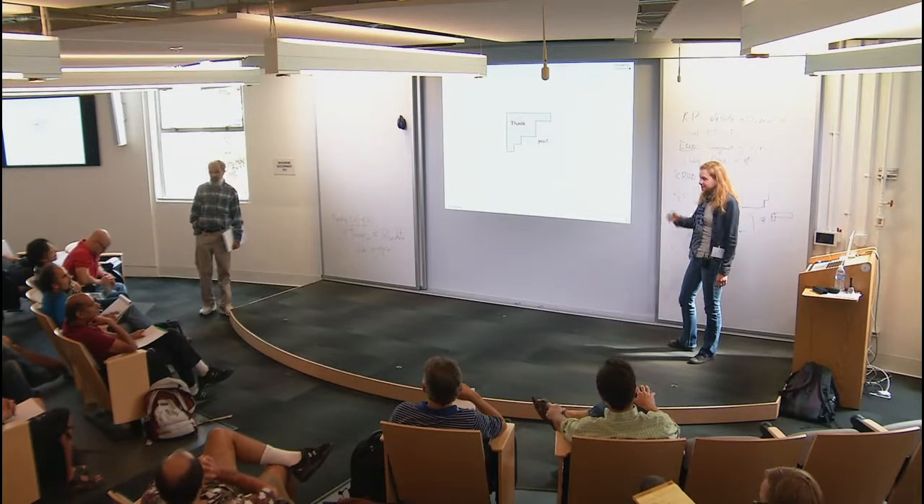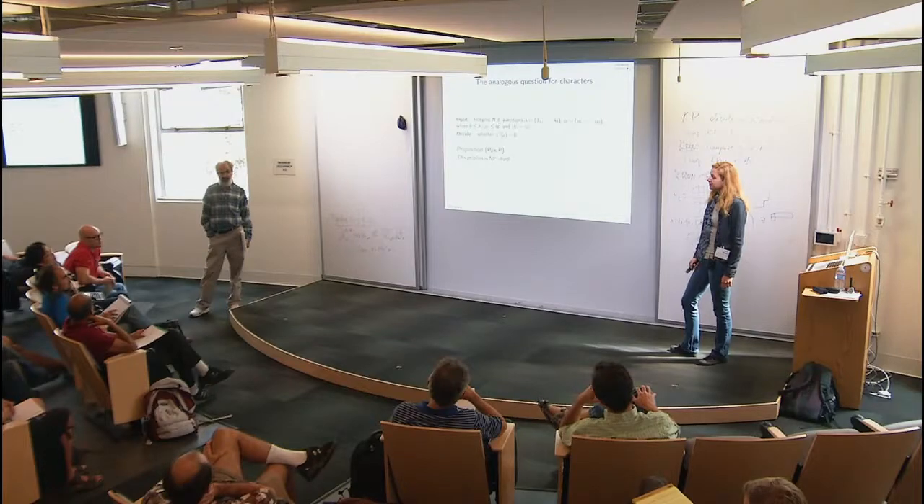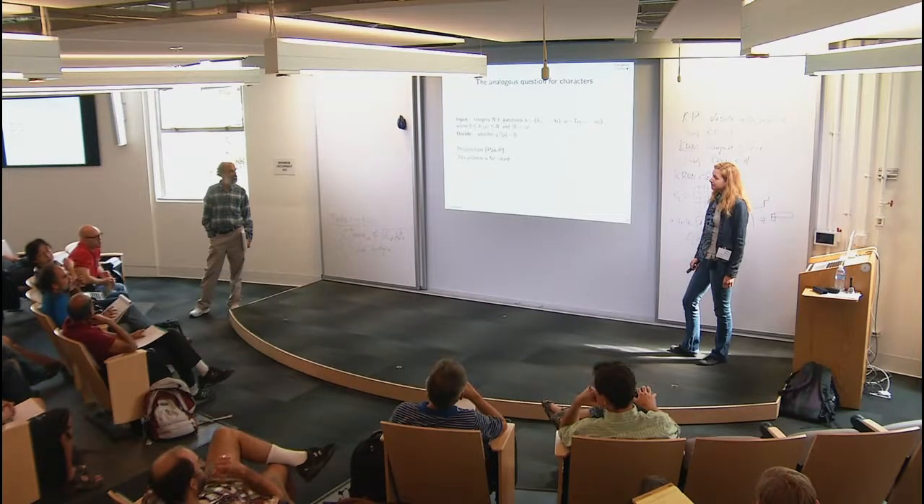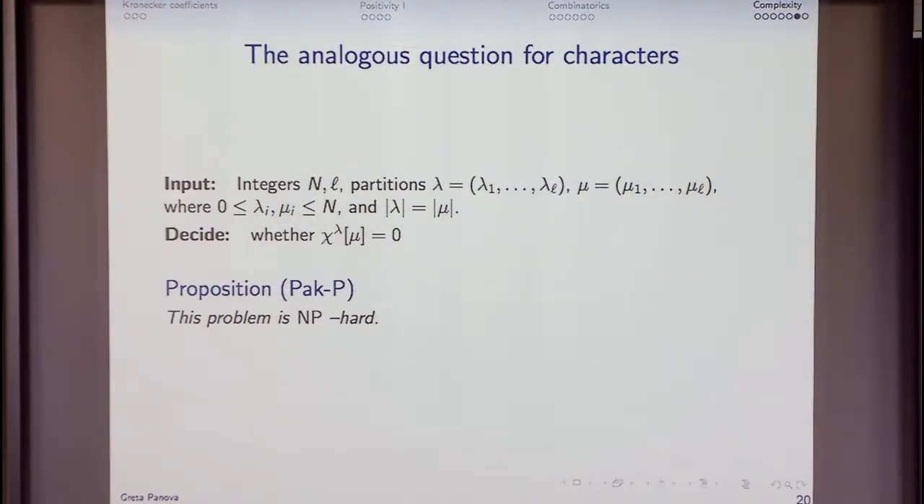Can you return to the previous slide? Is it conceivable that this is hard also when lambda and mu are very restricted? Can you redo the proof also if lambda and mu are not... Lambda, this comes from lambda being two rows. Or even for lambda that's two rows. Well, if lambda is two rows, it's already pretty bad. Is it NP-hard even if you fix them? Well, no, I think that if you fix L, it's not going to be NP-hard.